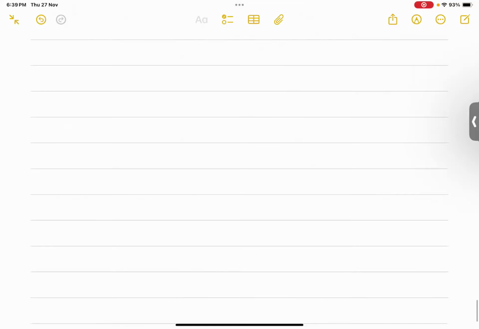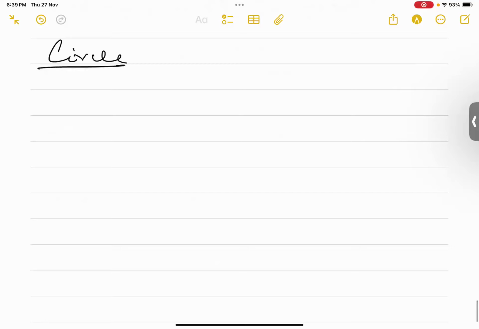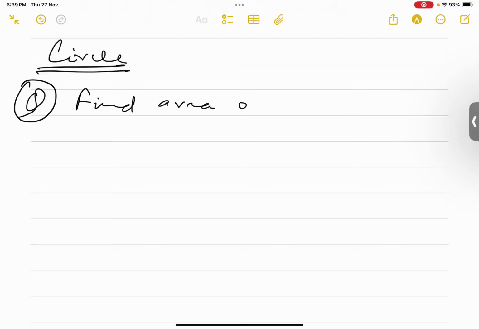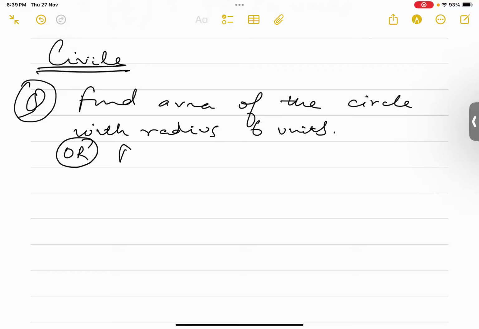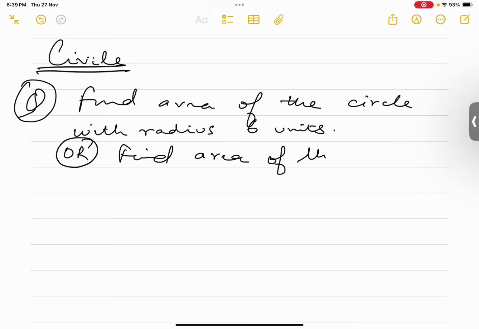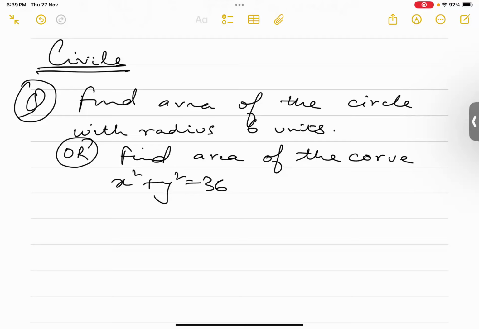Next problem, circle. Question: find area of the circle with radius 6 units, or find area of the curve x square plus y square is equal to 36. So the same question can be asked in two different types.